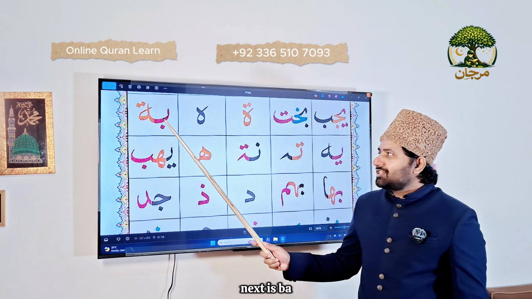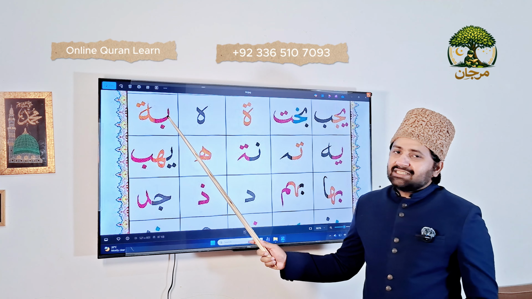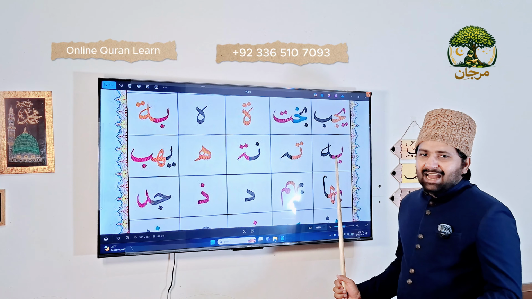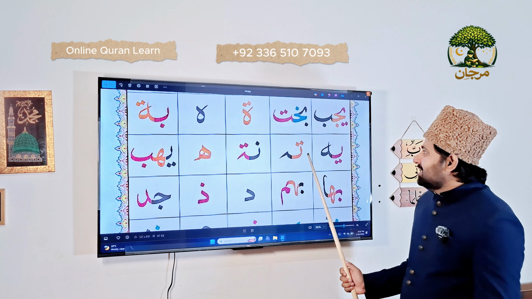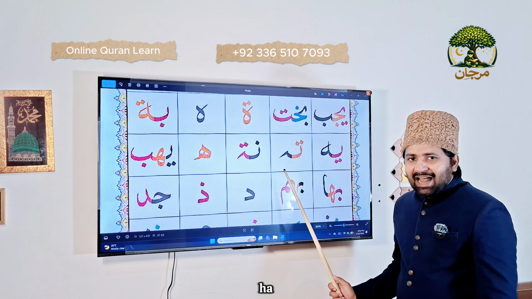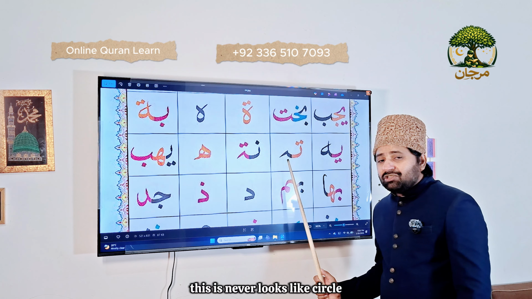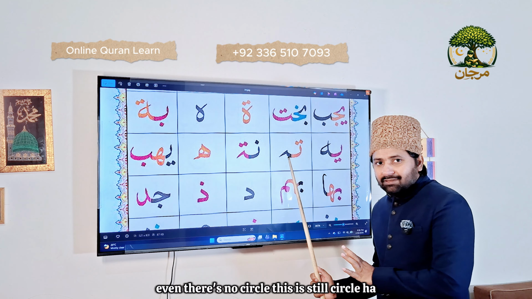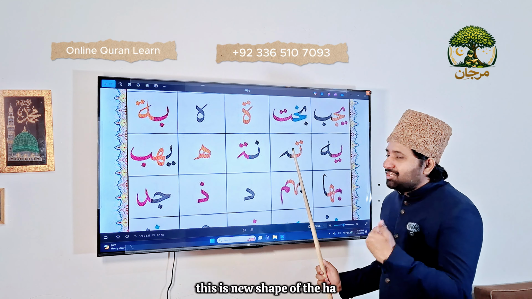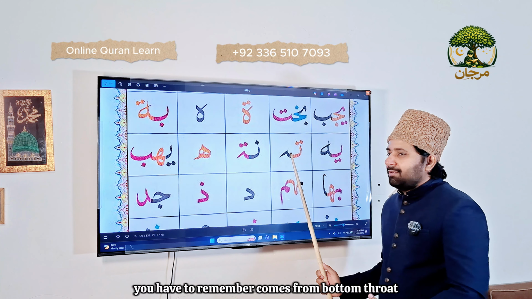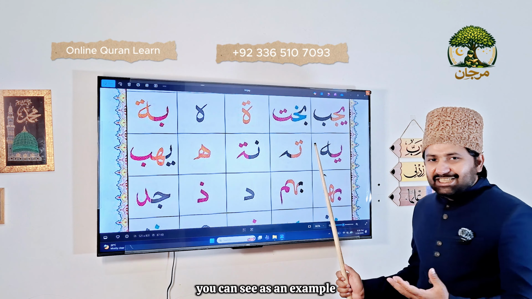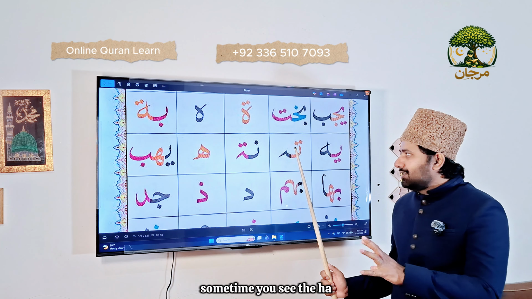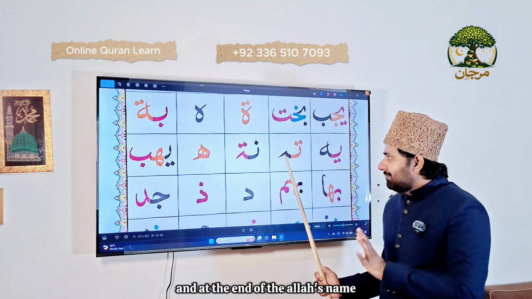Ha. Next is Ba, Ta, Ya, Ha, Ta, Ha. This never looks like a circle, but still it is a circle Ha. Even though there is no circle, this is still circle Ha. This is a new shape of the Ha. You have to remember, it comes from the bottom of the throat. You can see, as an example, the name of Allah subhanahu wa ta'ala. Sometimes you see the Ha at the end of Allah's name, and it looks like that.